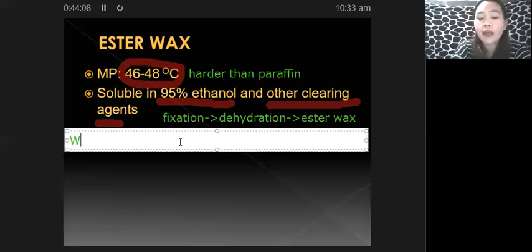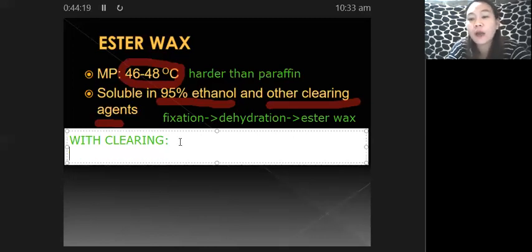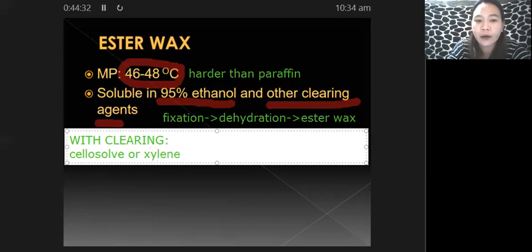However, if, for example, you still want to perform clearing, let's talk about ester wax processing with clearing. The required reagents that you are going to use: you can make use of either Cellosolve or Xylene. These are the reagents that you should use prior to the next step. So the first step is to immerse your tissue sample in Cellosolve or Xylene.